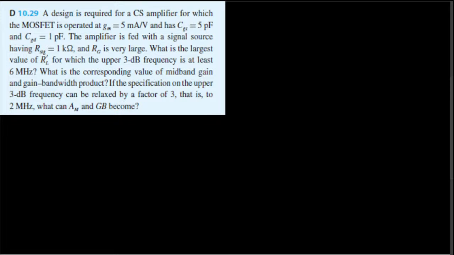megahertz? What is the corresponding value of midband gain and gain bandwidth product? If the specification on the upper 3 decibel frequency can be relaxed by a factor of 3, that is to 2 megahertz, what can AM and GB become?